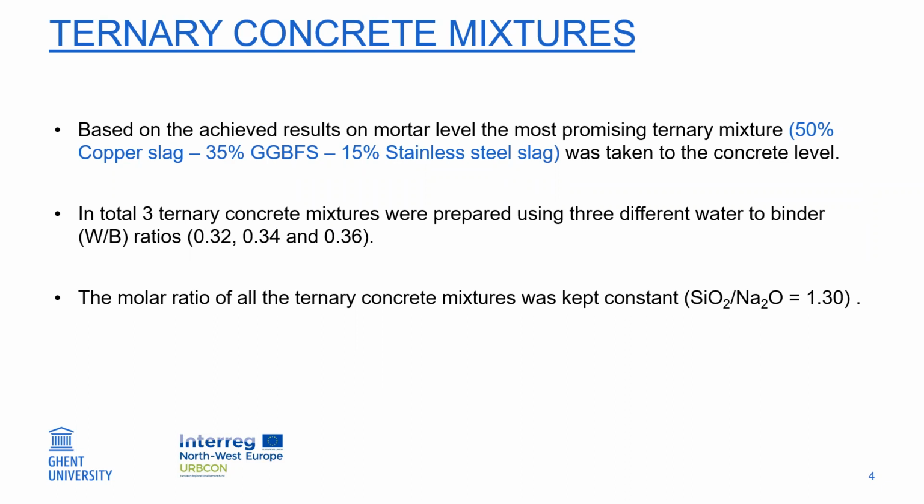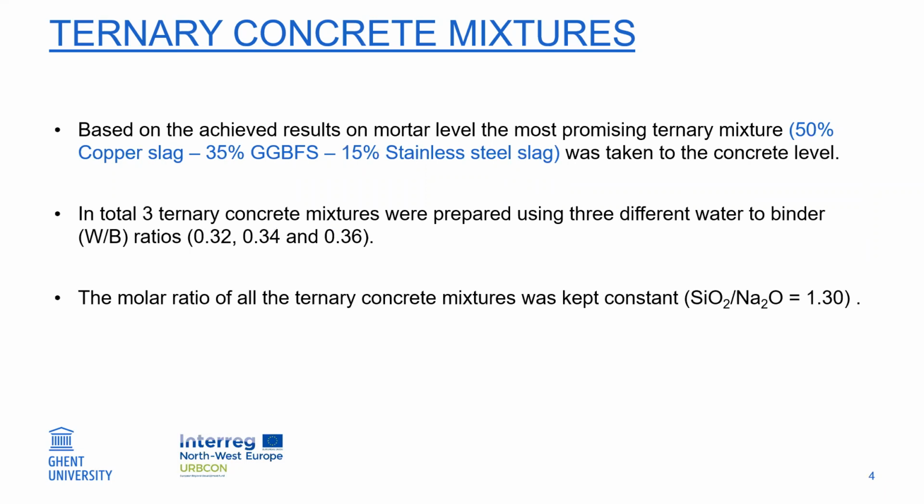To this end, based on the results achieved at mortar level, the most promising ternary mixture, which consists of 50% copper slag produced by a local company called Metallo in Belgium, 35% GGBFS produced by the company Ecosam, and 15% stainless steel slag produced by the local company Orbix, was taken to the concrete level.